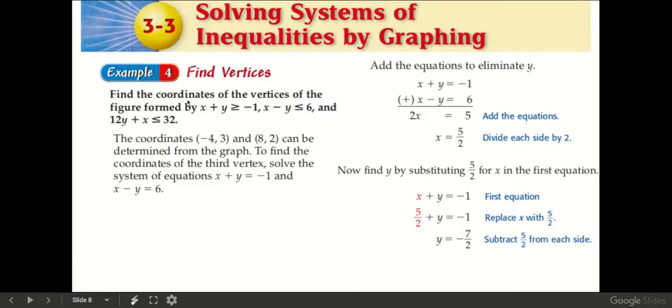So now I know that the first two coordinates were -4, 3 and 8, 2. So the third coordinate is just the x and y coordinate that I found, 5 over 2 and -7 over 2. So that third vertex, notice how it's not whole numbers, but easily defined using this elimination method.